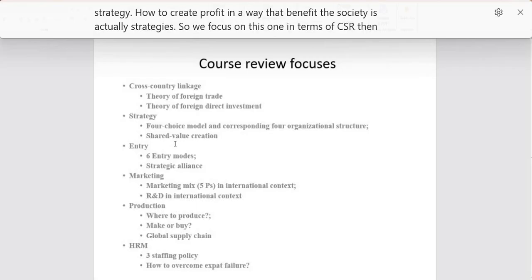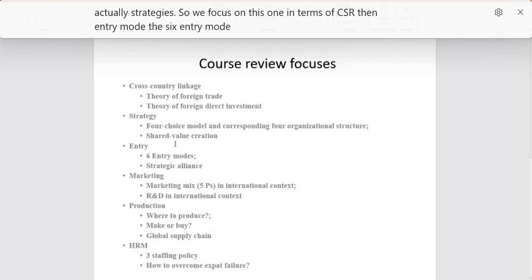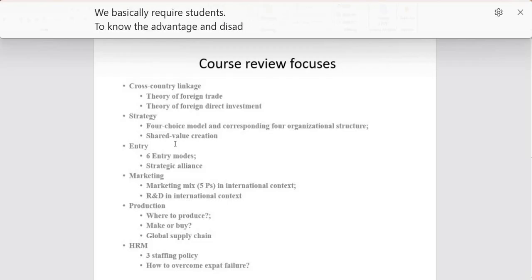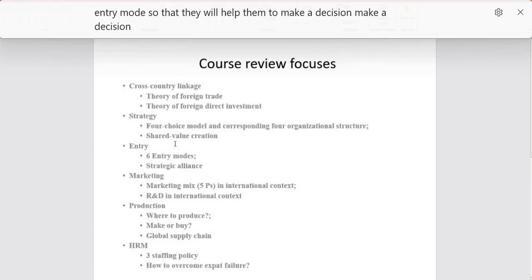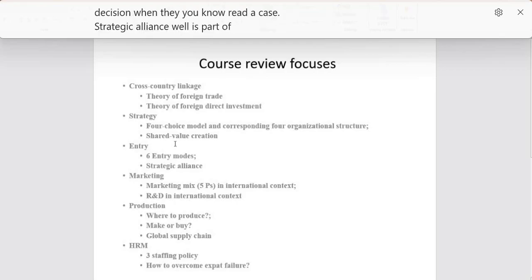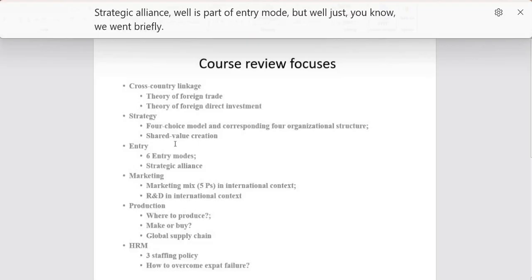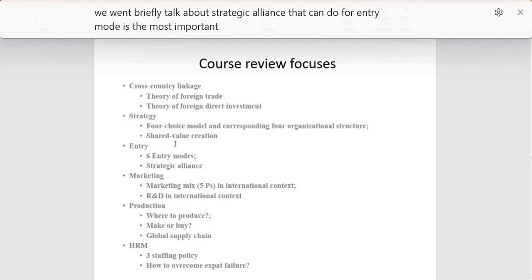Then entry mode, the six entry modes, of course, that's definitely important. We basically require students to know the advantages and disadvantages of each of these entry modes, so that will help them to make a decision when they read a case. Strategic alliance is part of entry mode, but we talk about strategic alliance very briefly. Definitely entry mode is the most important one.